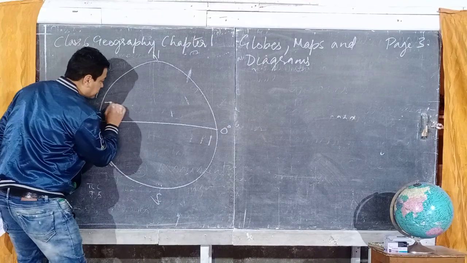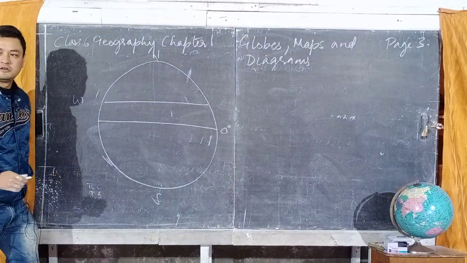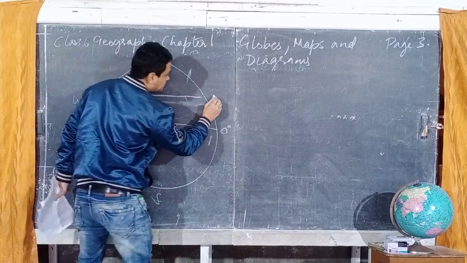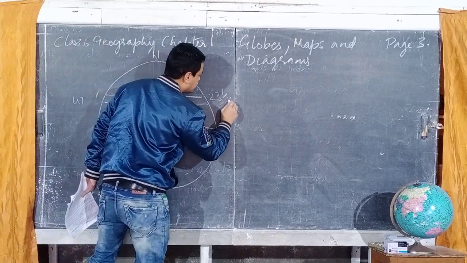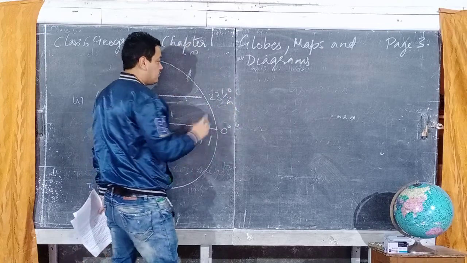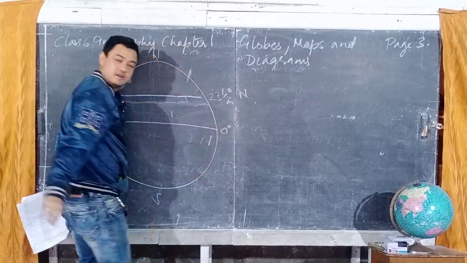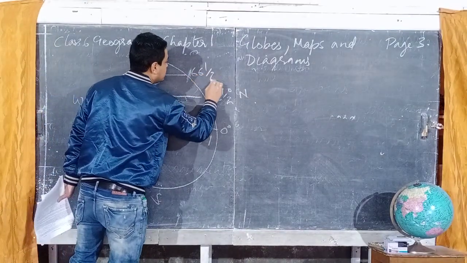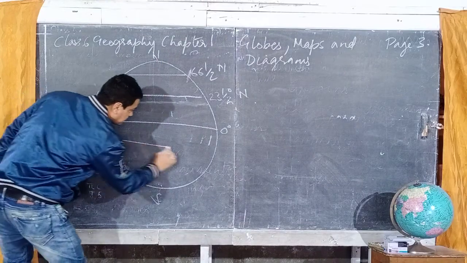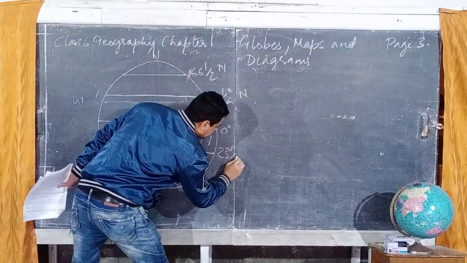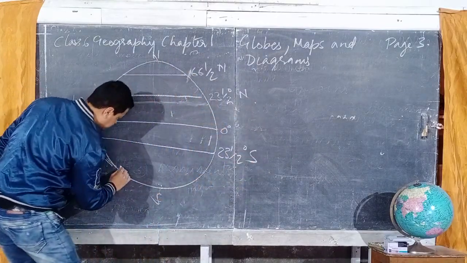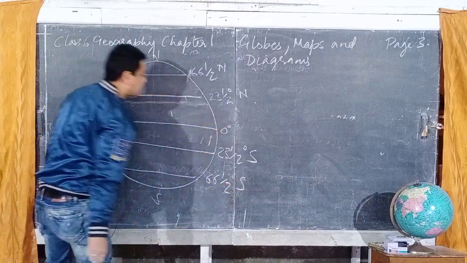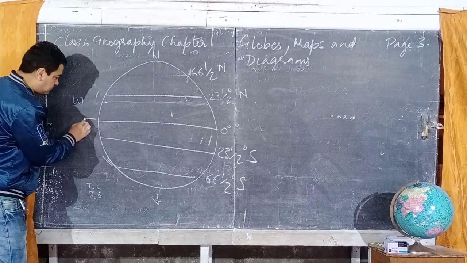Now, what is this line called? This is known as Tropic of Cancer. This is 23.5 degree north. Then 66.5 degree north. Then this is 23.5 degree south, and this is 66.5 degree south. Now, if you look at this line, this is known as equator.